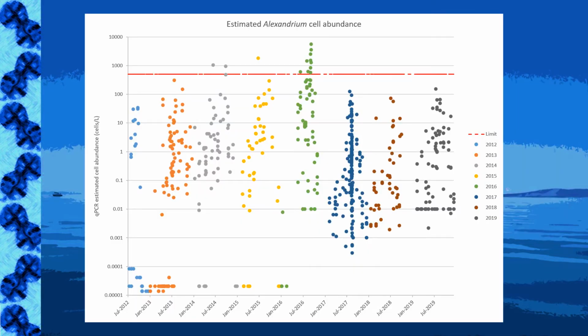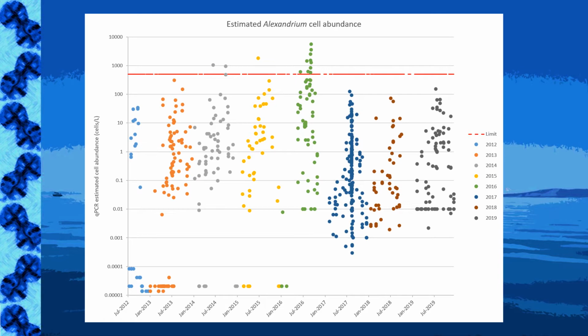So what I'm going to be presenting first is Alexandrium cell abundance, and we have several years worth of data that are shown here in different colors going back to 2012. The first thing to note is that the y-axis is shown on a logarithmic scale, and what we're looking at is cell abundance, which is the number of cells per liter. As I said, the different years are shown in different colors.